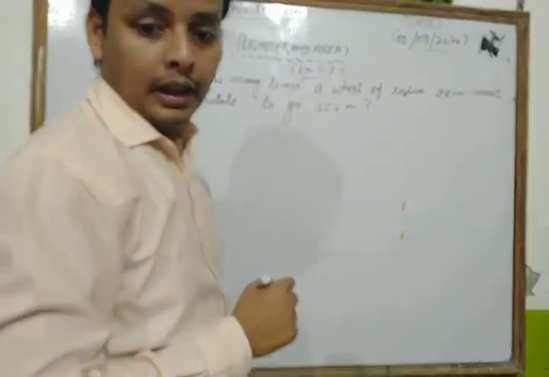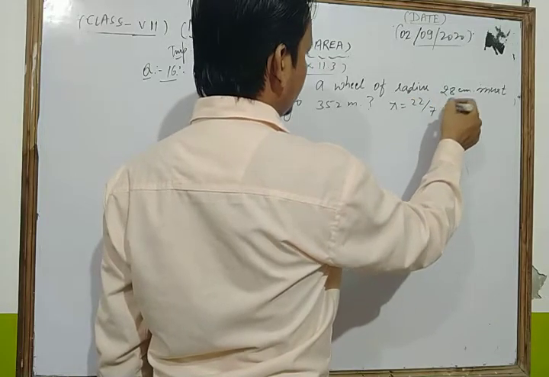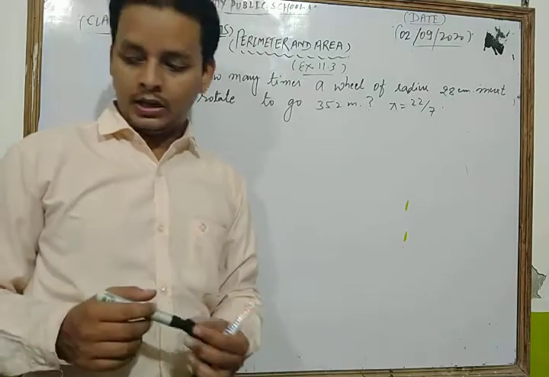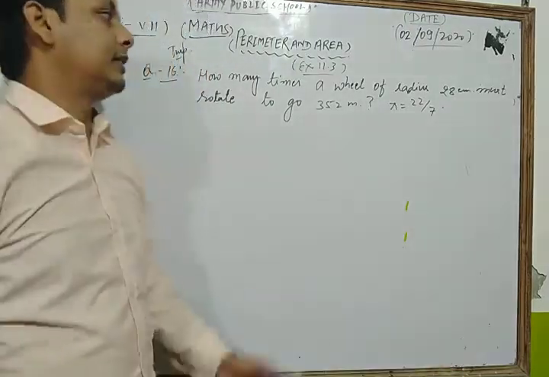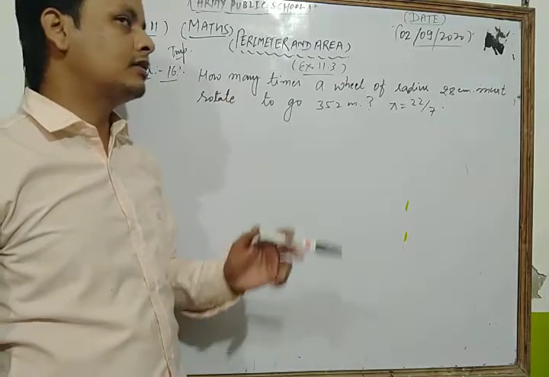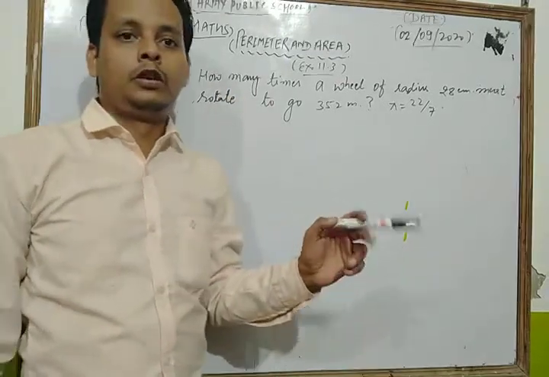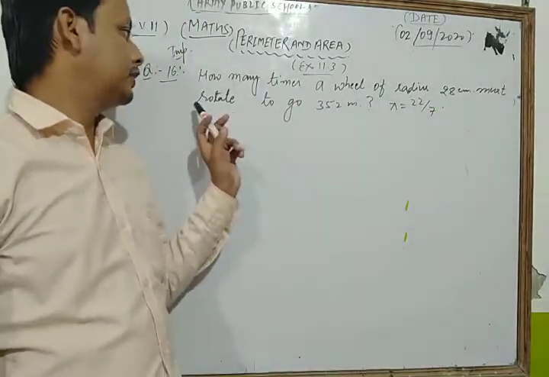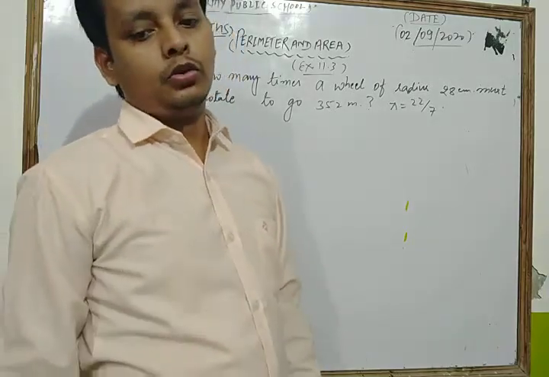Here you take the value of pi as 22 upon 7 according to the question. Dear students, this is one of the most important questions of that exercise. How many times must the wheel of radius 28 centimeter rotate to go 352 meter?